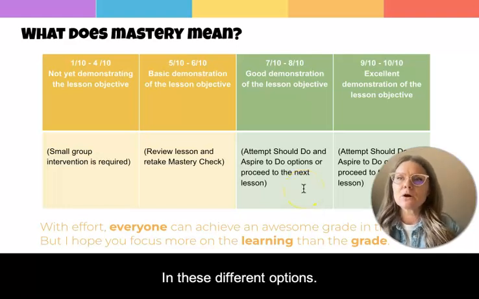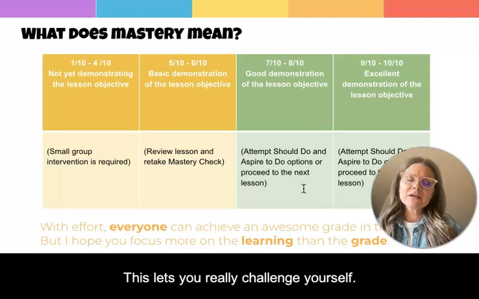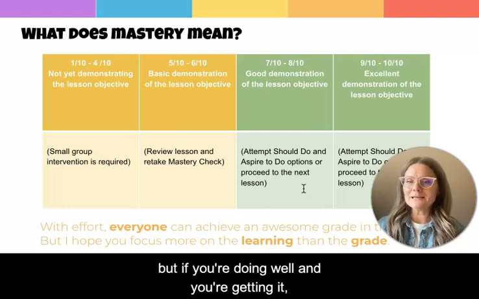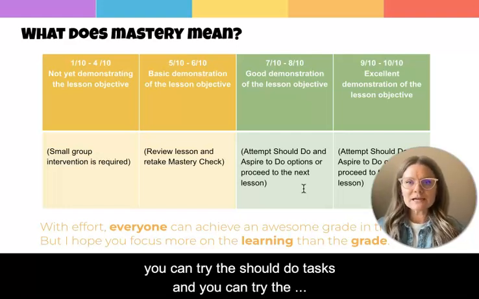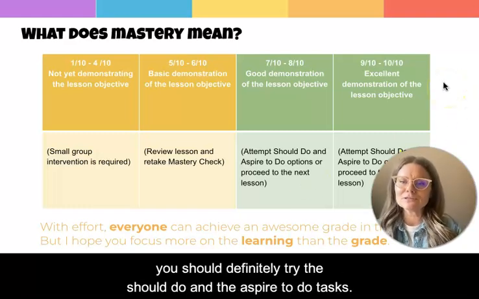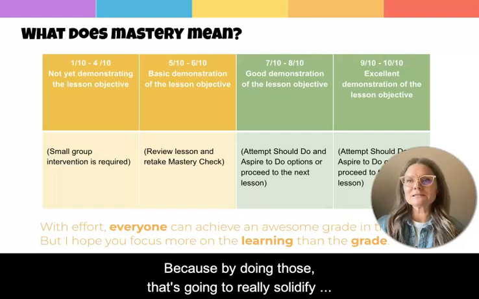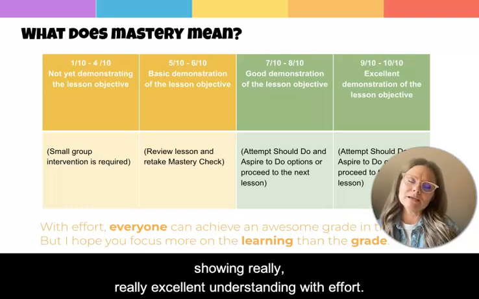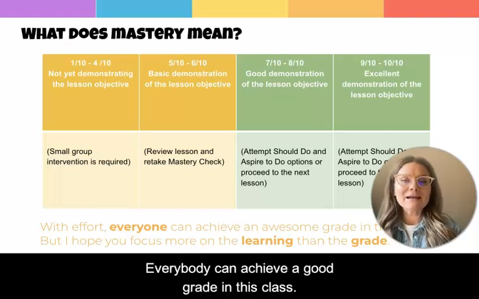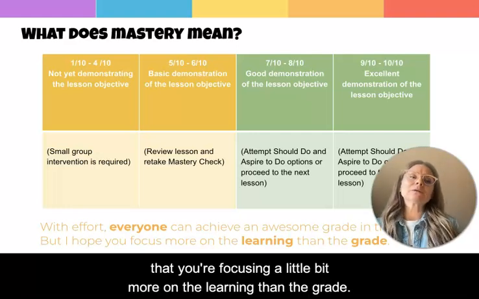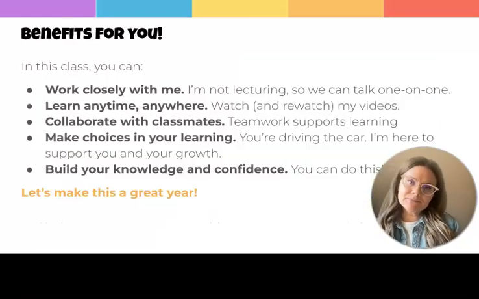In these different options, this lets you really challenge yourself. So everybody is going to do the must do stuff, but if you're doing well and you're getting it, you can try the should do tasks and you can try the aspire to do tasks. If you're doing 9 or 10 out of 10, you should definitely try the should do and the aspire to do tasks, because by doing those, that's going to really solidify your understanding of the content, and you're going to be showing really, really excellent understanding. With effort, everybody can achieve a good grade in this class. I hope, though, that you're focusing a little bit more on the learning than the grade.